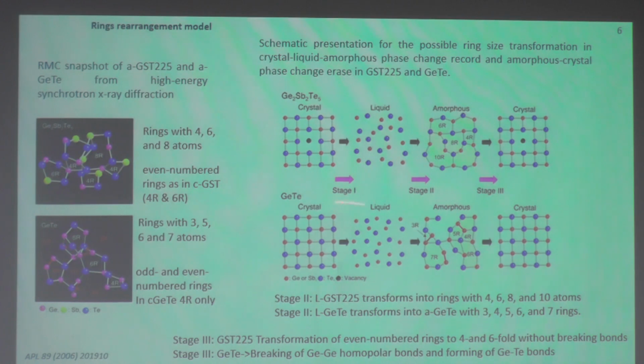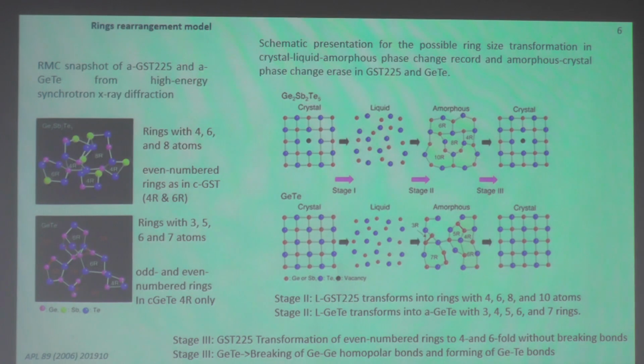In the case of germanium telluride, the situation is a little bit more complex, because there are odd rings like 3, 5, and 7, and on the way from amorphous to crystalline, somehow the germanium-germanium bonds should rearrange to germanium-telluride bonds and then form this crystal structure.